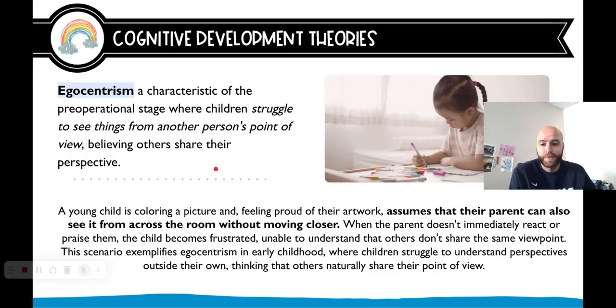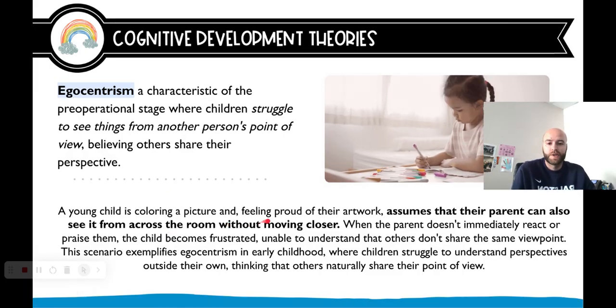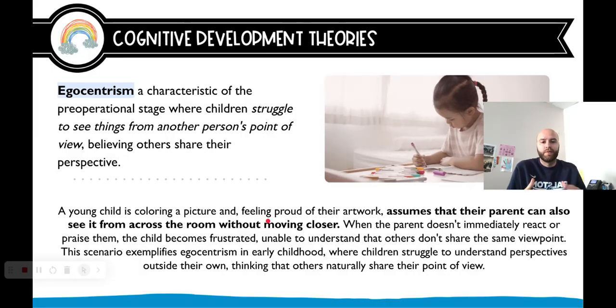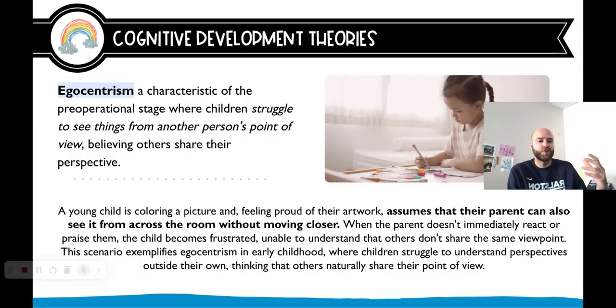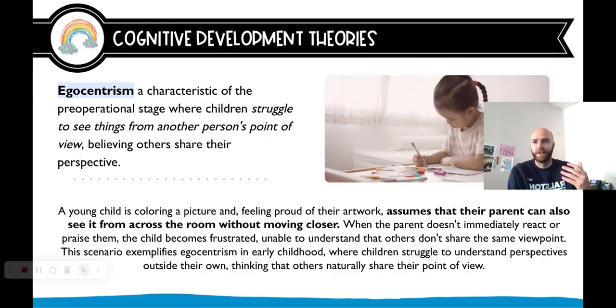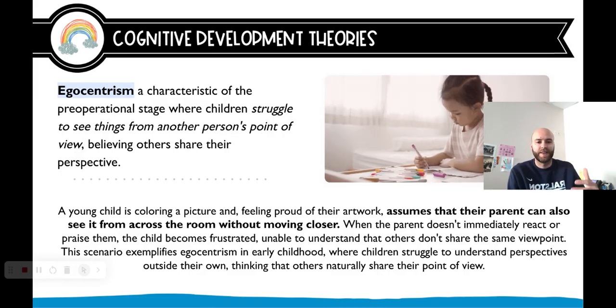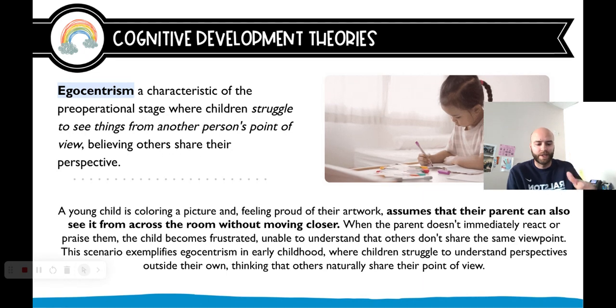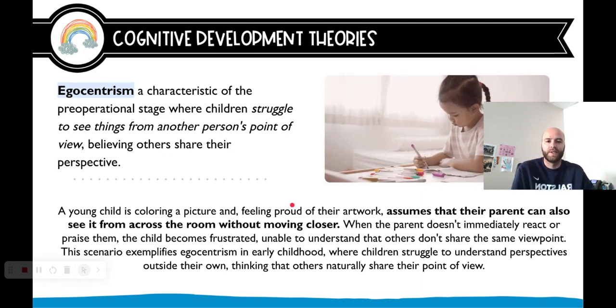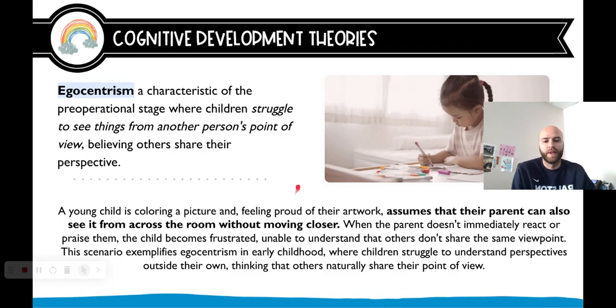So an example of this might be a young child coloring a picture, feeling proud of their work. They're going to say, hey, mom and dad, don't you love what I'm drawing here? And talk about it and assume that their parents can see exactly what they see, because they physically and cognitively cannot understand that if other people are not seeing what they're seeing, they can't think from their perspective, right? They think everyone sees what they see and thinks about the world in the way that they do.